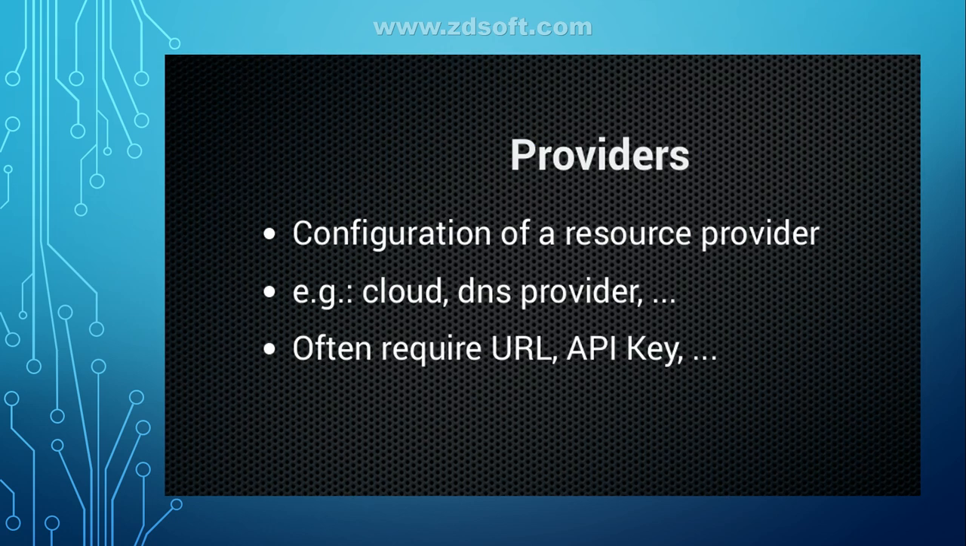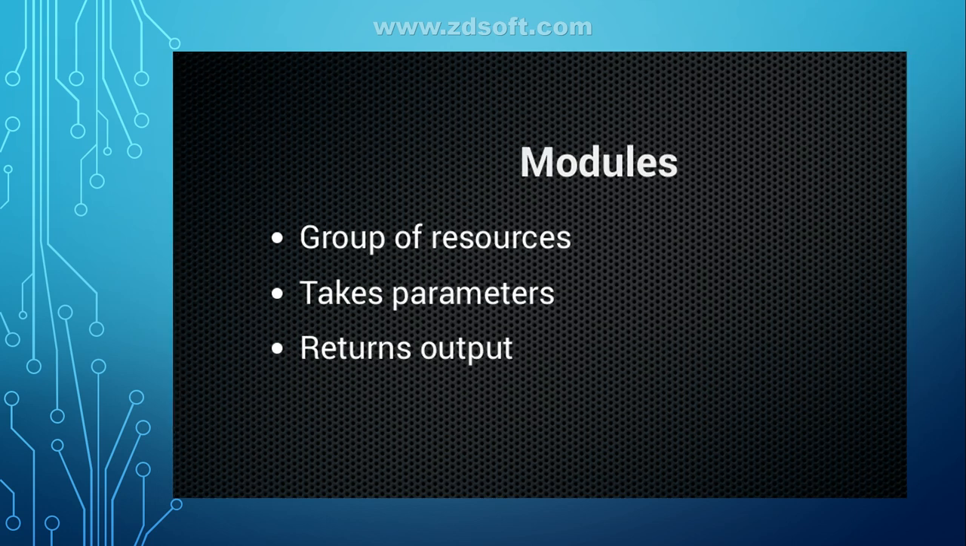Now if you go here, there is a provider. See, configuration of a resource provider, that is cloud DNS. A provider is nothing but which environment you want to connect. Whether you want to connect AWS, that is one provider. Or I want to connect Microsoft Azure, that is also one provider. Or I want to connect GCP, Google Cloud Platform, that is also one provider. So we can connect multiple.